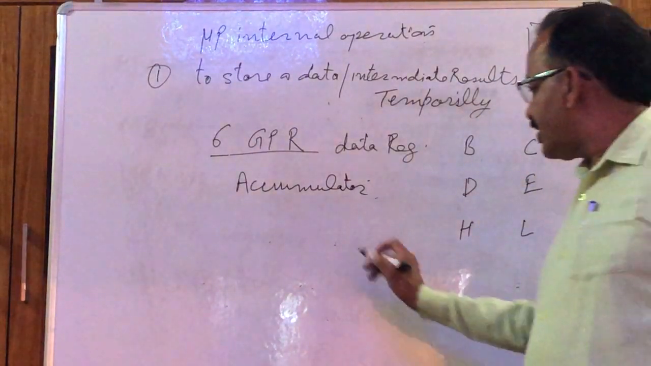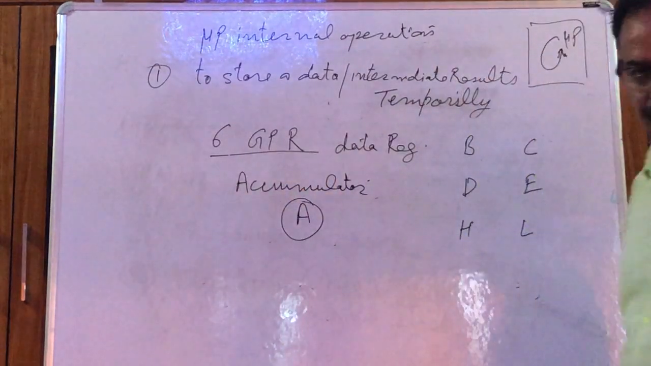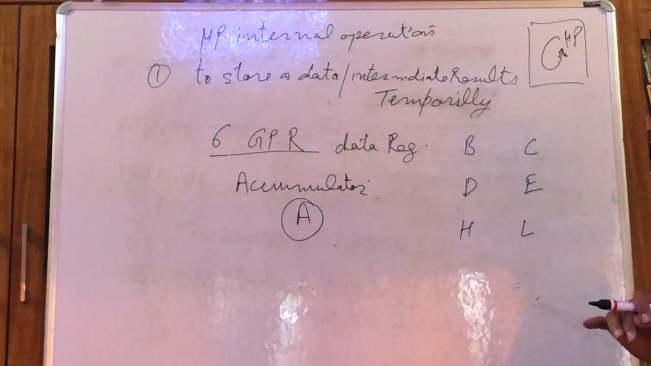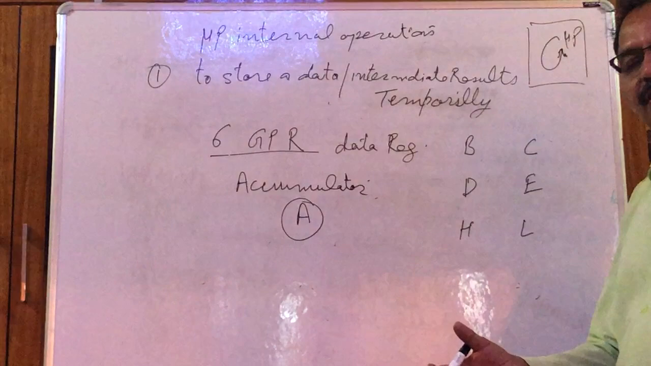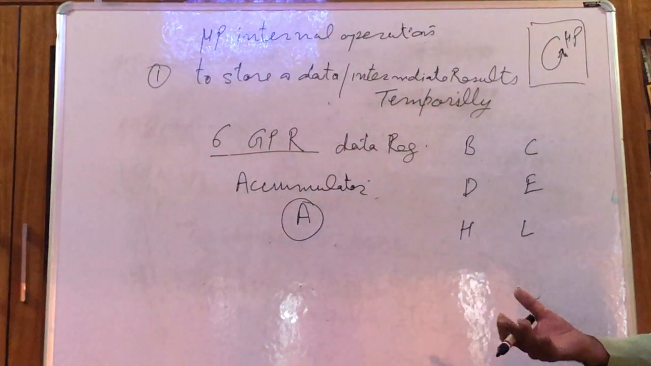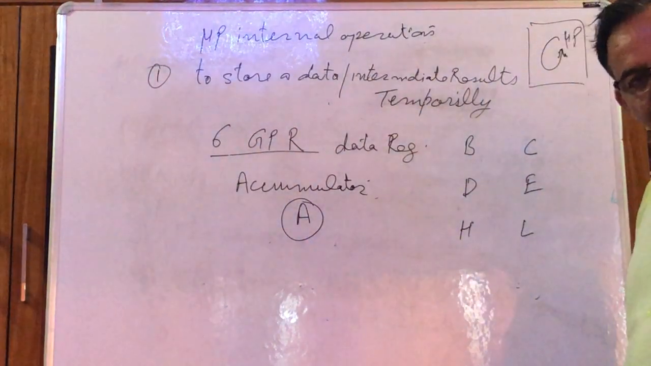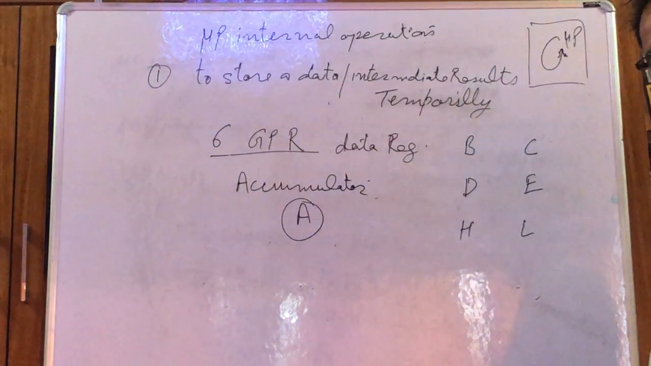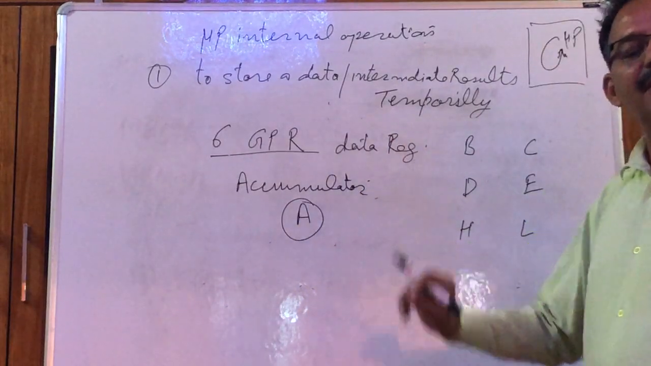Apart from this, there is another register which is known as accumulator. This accumulator is also a general purpose data register, but with some special functioning, that means which the other registers cannot perform. The special operation which accumulator can perform is that it participates in all the arithmetic and logical operations.